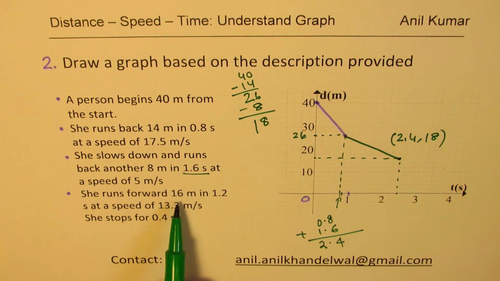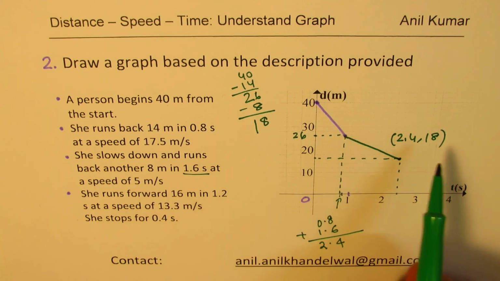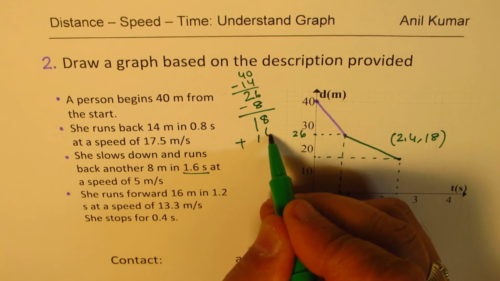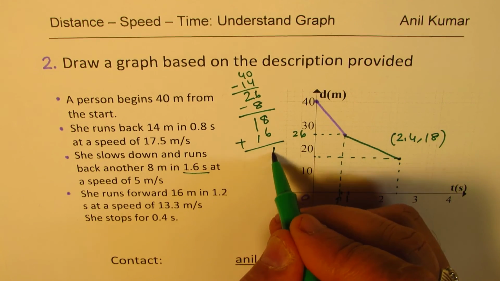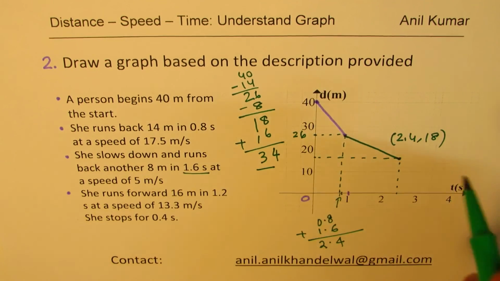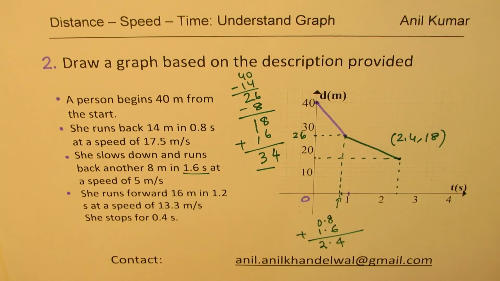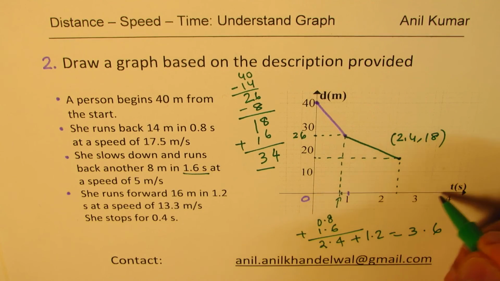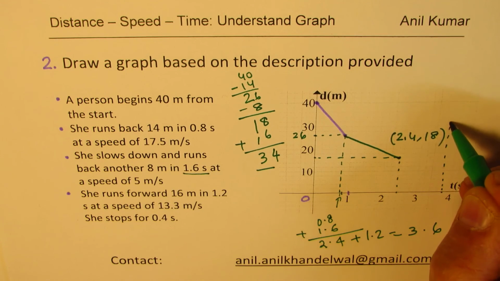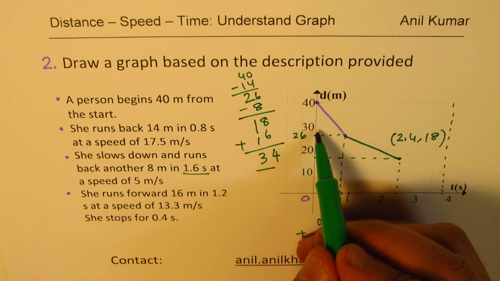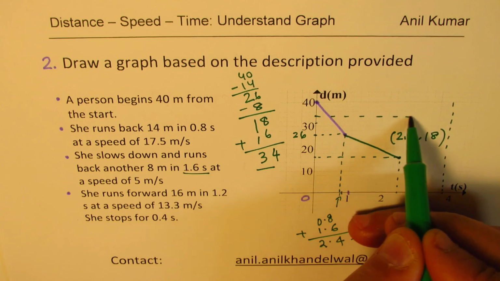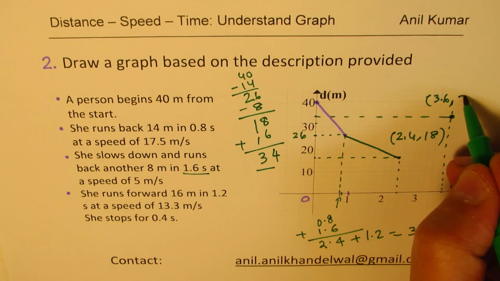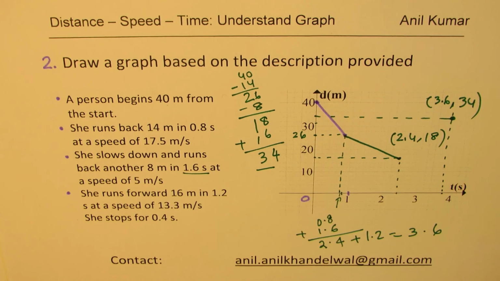Now, she runs forward 16 meters in 1.2 seconds. Now, you are at 18. If you're going forward, you will go like this, right? She runs forward 16 meters. So now we'll add 16 to this and get our new point. 18 plus 16 is 34. So you land at 34, right? In 1.2 seconds. So in time, we'll add 1.2. So we'll land up at 3.6. Does it make sense to you? So 3, this is 4, this is 5, 3.6 is kind of like this, right? And 34, 30, and then 1, 2, and 4, correct? Do you see that point? So that becomes your point, which will be on time, it will be 3.6, and on distance, it is going to be 34, correct? So the final will be this position.